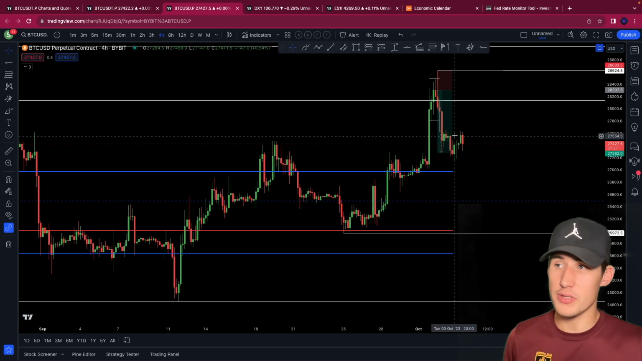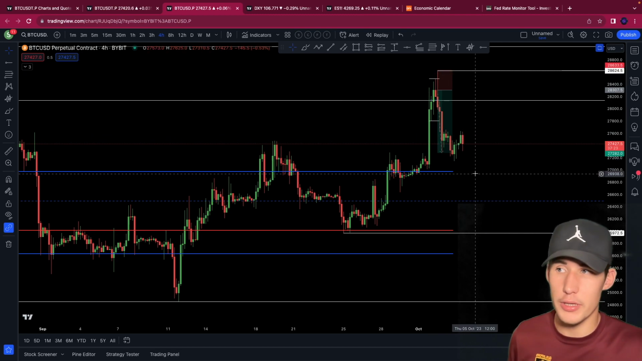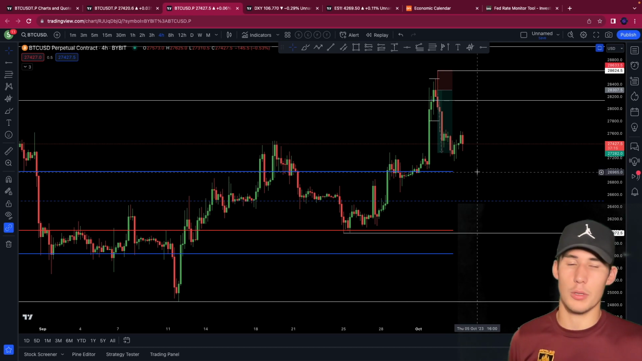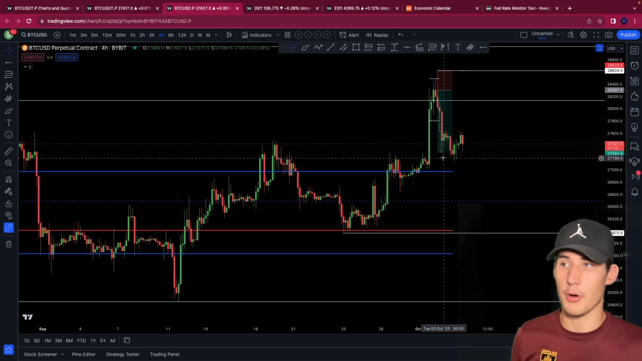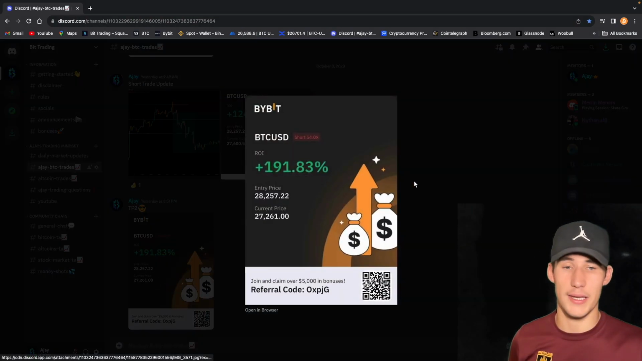But if we don't see that rise to this level, then what am I looking for? Well, I'm looking for lower prices. I'm looking for the range value area high at 26,970 approximately. And from there, we can reevaluate. Is price looking like it's going to bounce, or are we looking for lower prices? And if lower prices come, that is perfectly fine because we are in a short position.